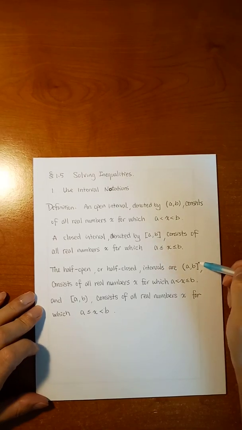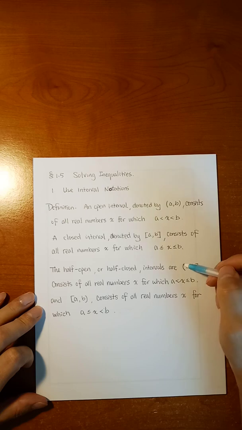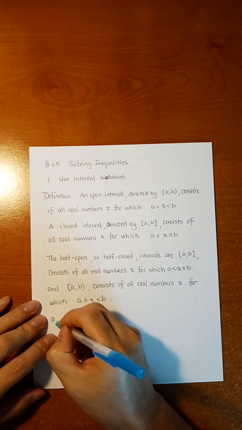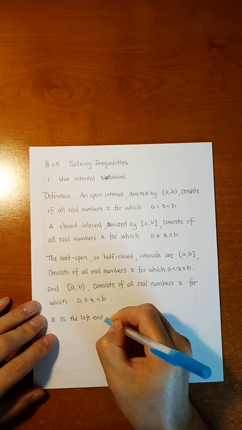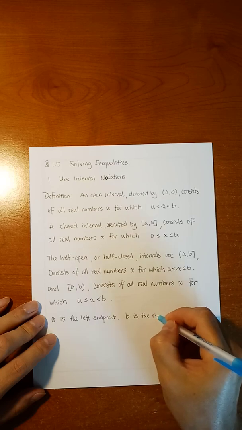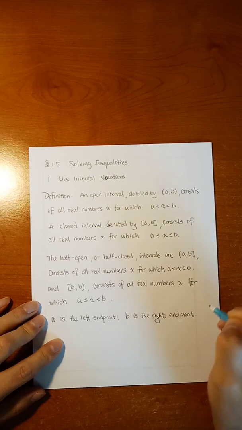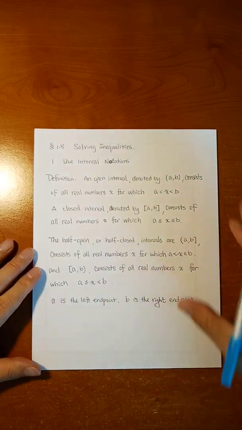So in any case, if you use bracket, it means you're going to include this point. If you use parentheses, you're going to exclude this point. Okay, and in all these settings, a is the left endpoint and b is the right endpoint.